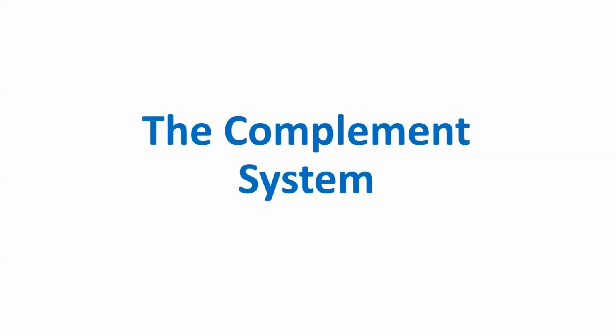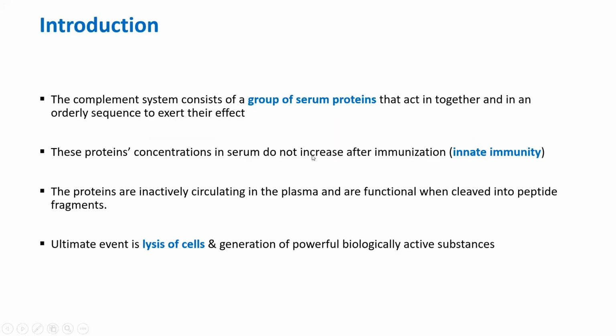So today we're going to look at an important immunological component called the complement system. Basically, the complement system is made up of a couple of proteins that act together in a certain sequence to elicit an immune reaction. These proteins are normally found in serum, and they do not increase after immunization or after exposure to a certain antigen or whatever the activation component is. So basically, it is an innate immunity.